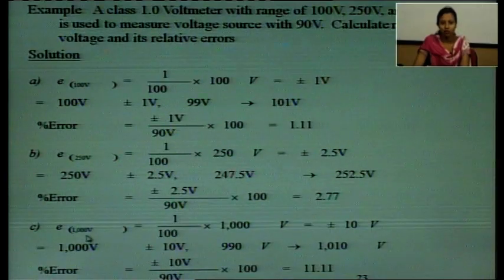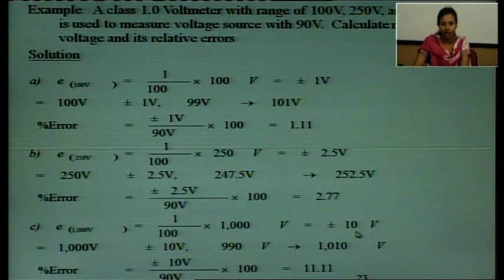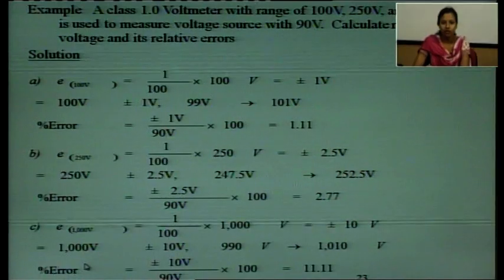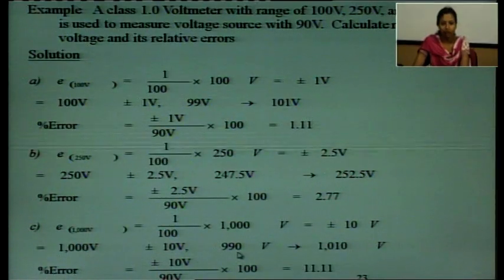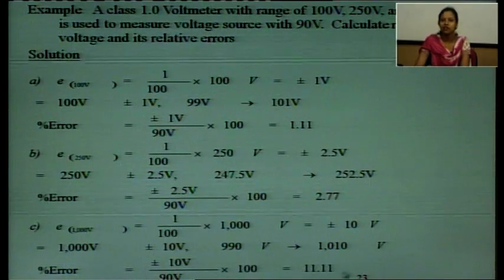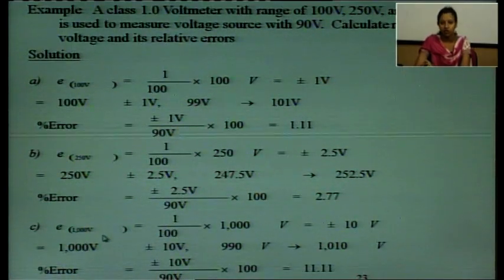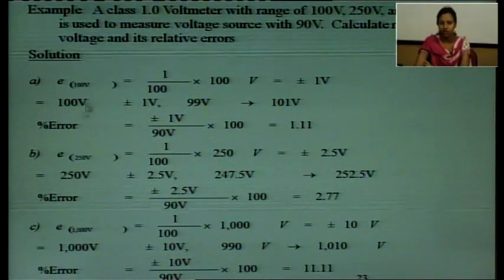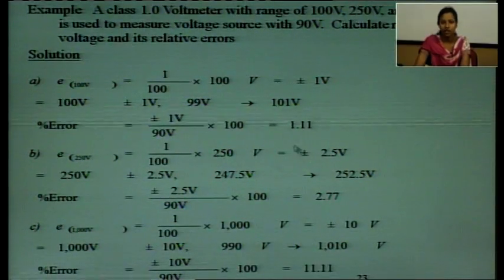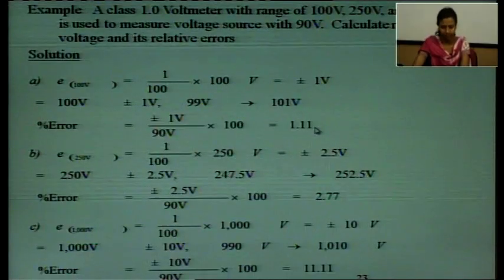For the 1000 volt voltmeter, we get an error of plus minus 10, so it ranges from 990 to 1010. Percentage error is nothing but absolute error divided by true value into 100, which is equal to 11.11%. So the more range the voltmeter has, the more error we get in each measurement.